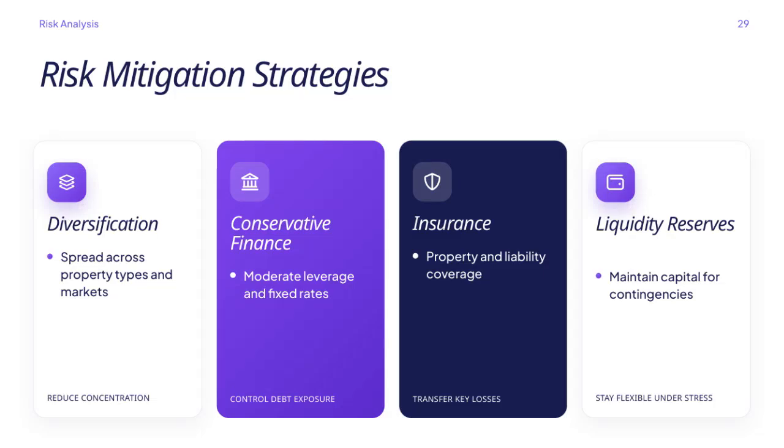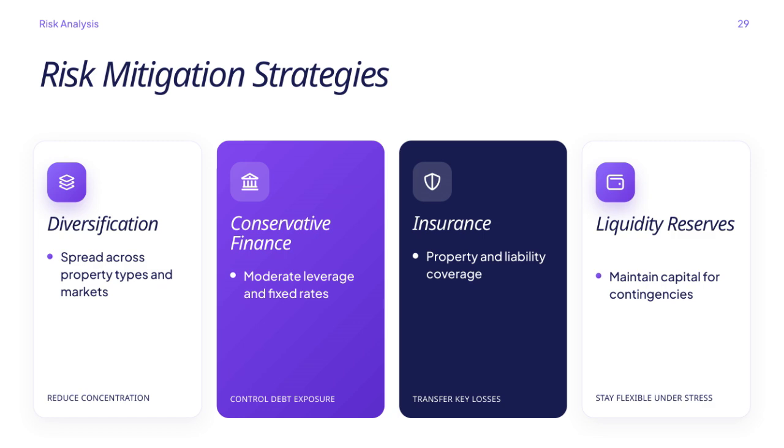Now, let's dive into some effective risk mitigation strategies that are crucial for managing financial and operational uncertainties. First, diversification plays a key role. By spreading investments across various property types and markets, we significantly reduce concentration risk. This approach helps avoid overexposure to any single sector or geography.